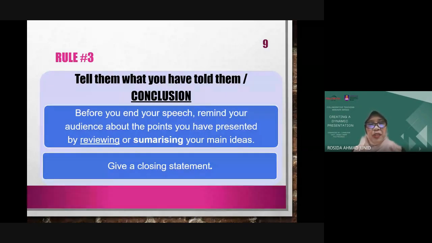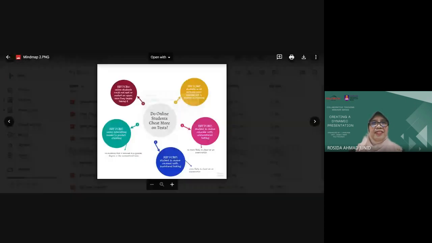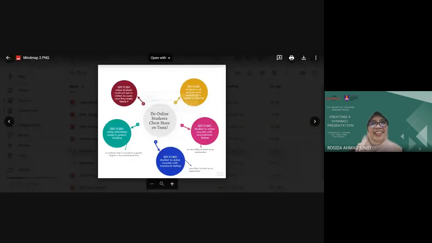What is an infographic? Let me show you what I meant by infographic. All right, this is what I meant by infographic. Have it in the form of this way.